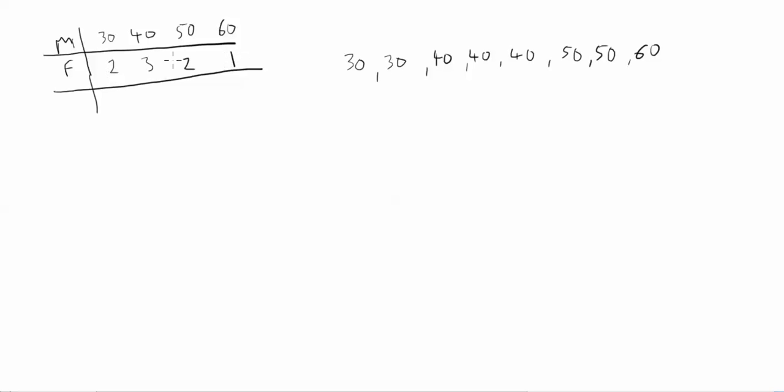So first of all, I need to add the numbers in this list, and there's 2 30s and 3 40s and 2 50s and 1 60. So if I add, for example, 2 30s together, I get 60. 3 40s would add to 120. Basically, I'm multiplying: 3 times 40, 120; 2 50s, 100.